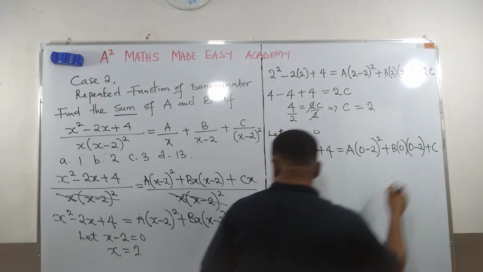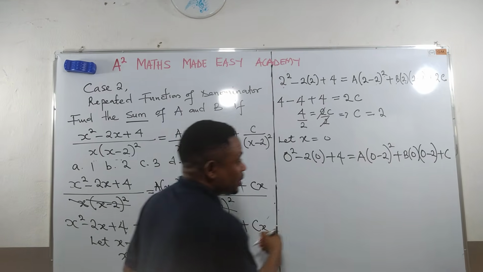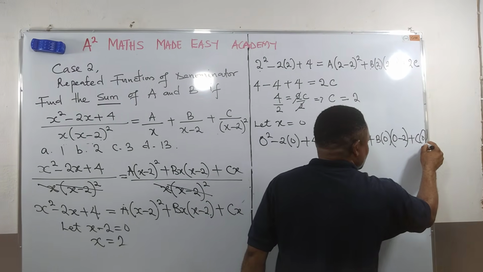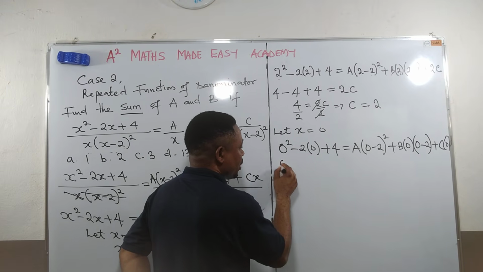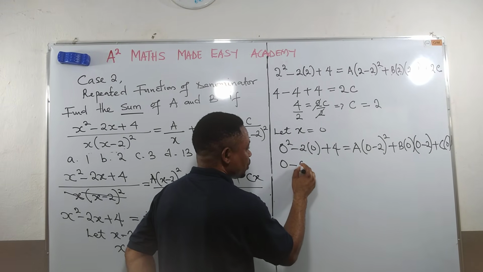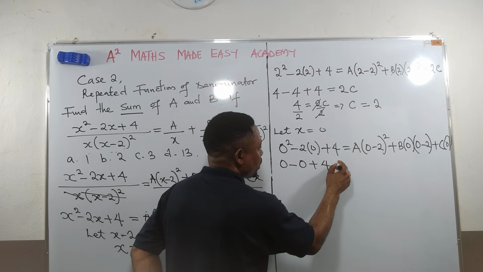This is c, right? This is my c. I've seen x again. What is x? x is 0. Observe this now. 0 squared is 0. Then I have 0 minus 2 times 0, which is 0. Plus 4. Then equal to.